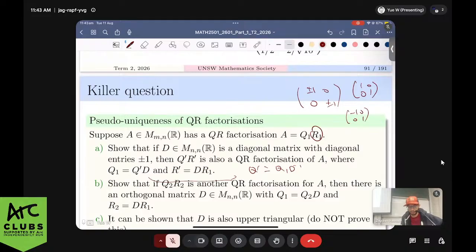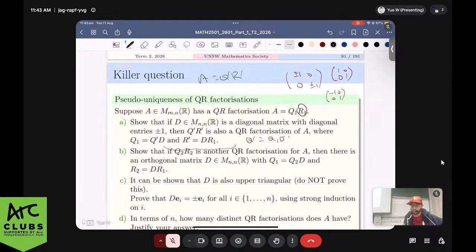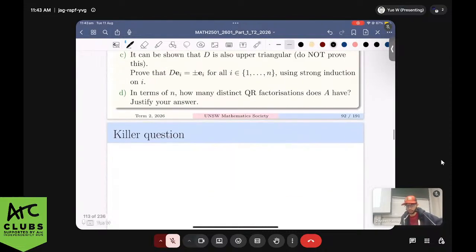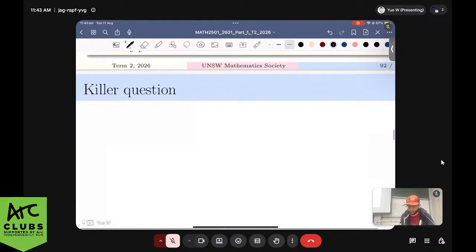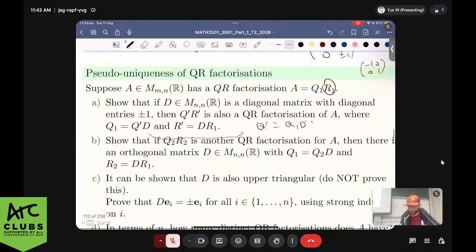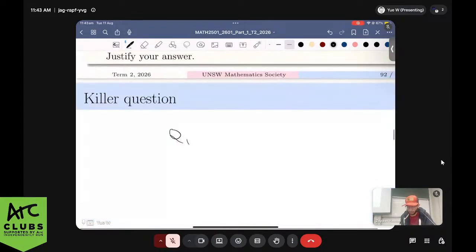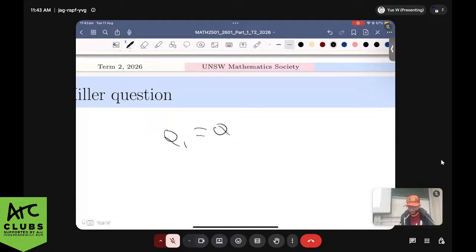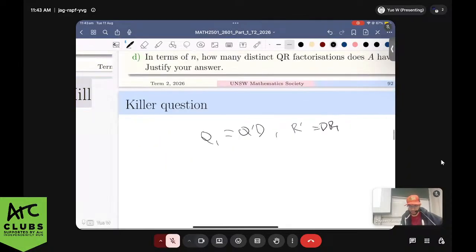So how do we prove that? To prove it has a QR factorization, you need to prove A equals Q prime R prime, right? And you also need to prove Q prime has orthonormal columns. You need to prove R prime is upper triangular. So, okay, let's try this. I forgot what the transformation is. Okay, so Q1 equals Q prime D, and R prime equals D R1.